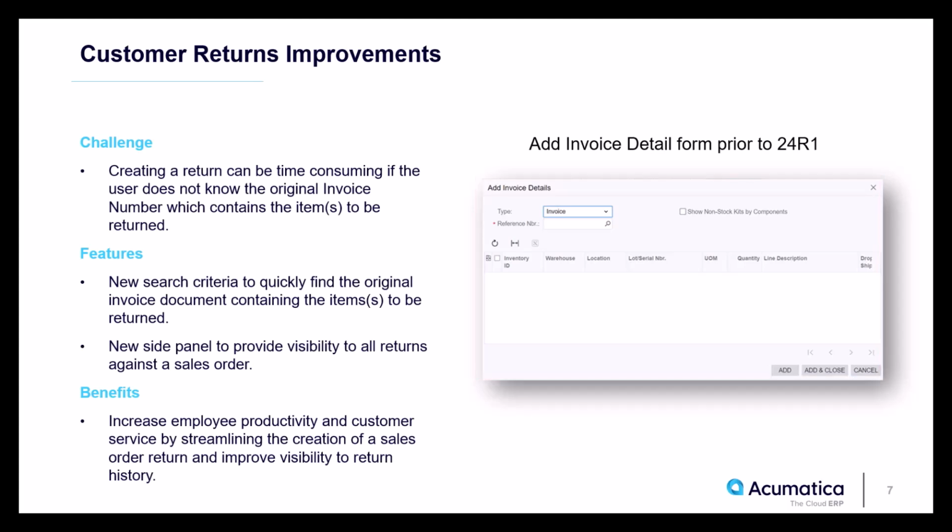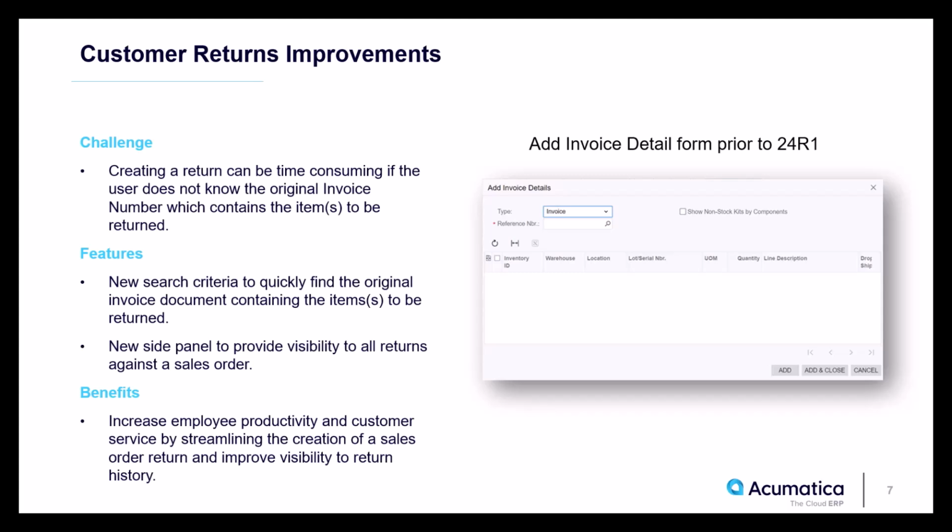As you can see, the filter options are limited and require the user to know the reference number or invoice number to find the item to return. The customer doesn't always know the original invoice number, and without that information, the user is scrambling to search through numerous orders to find the line item to be returned, taking up precious time for both the customer and the employee.